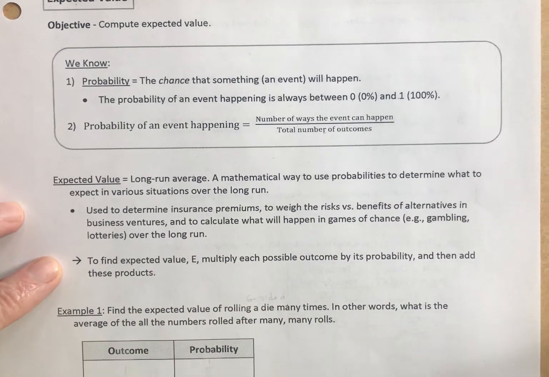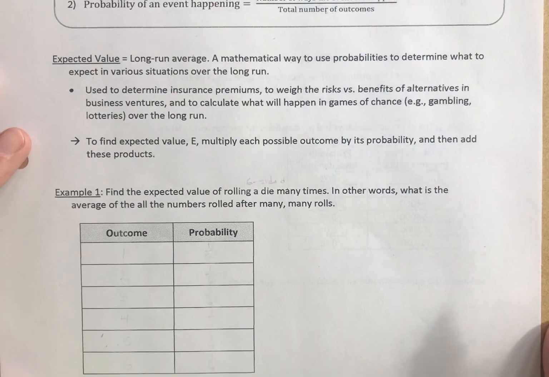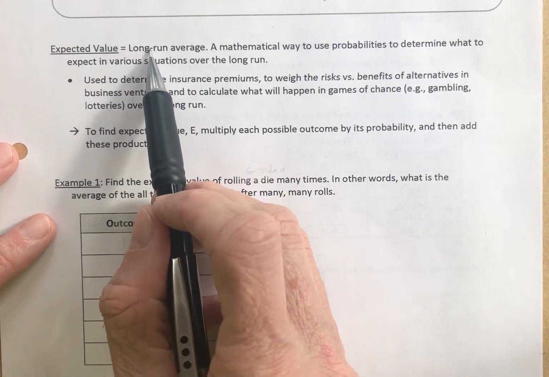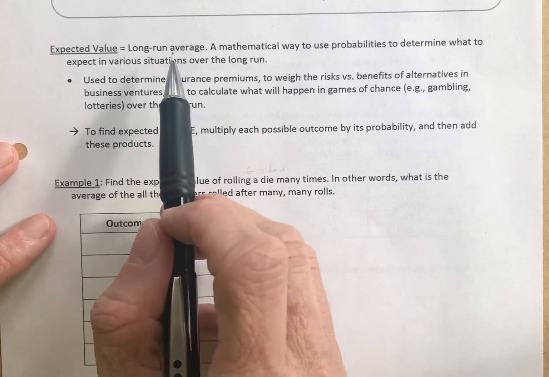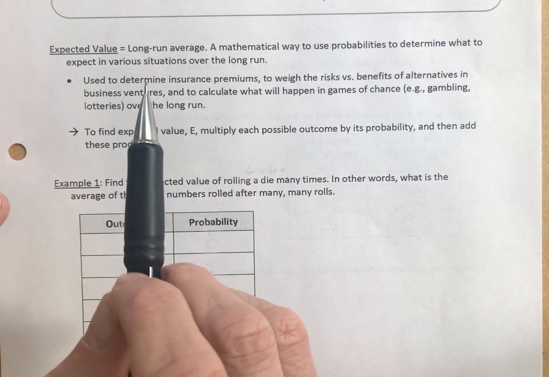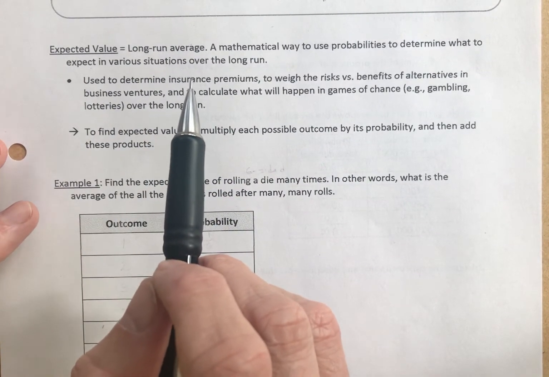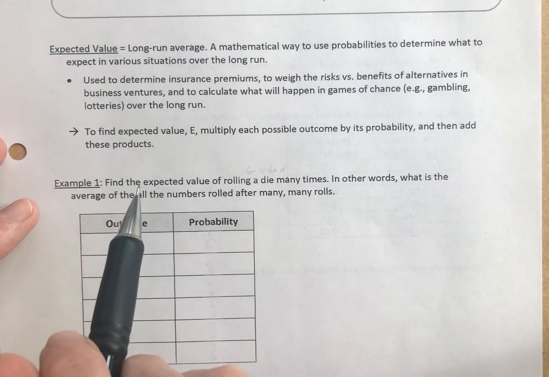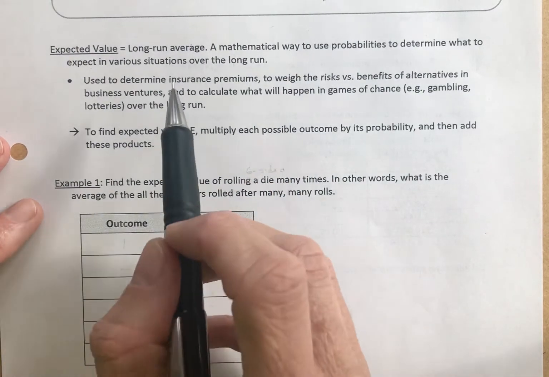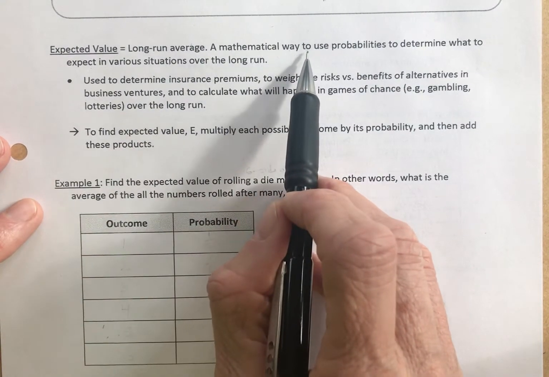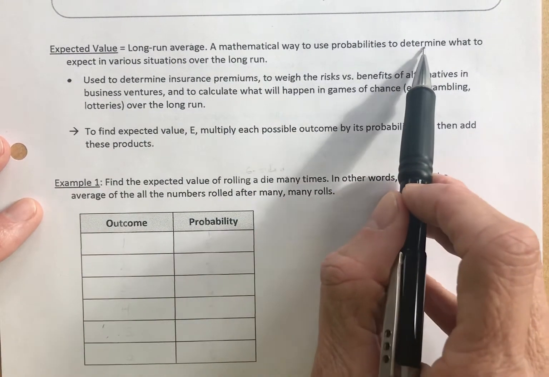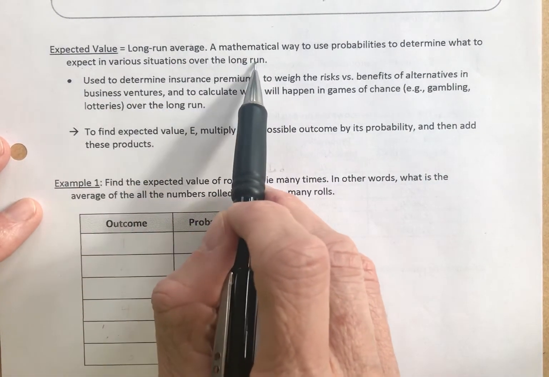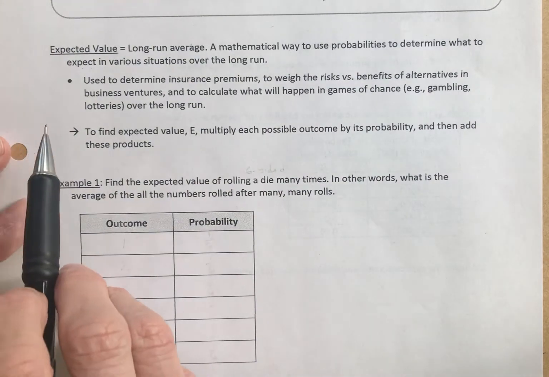Okay, let's define what expected value is. Expected value is the long run average. What happens if you do the same thing over and over and over again? What can you expect the average to be? So it's a mathematical way to use probabilities to determine what to expect in various situations over the long run. Where is it used?